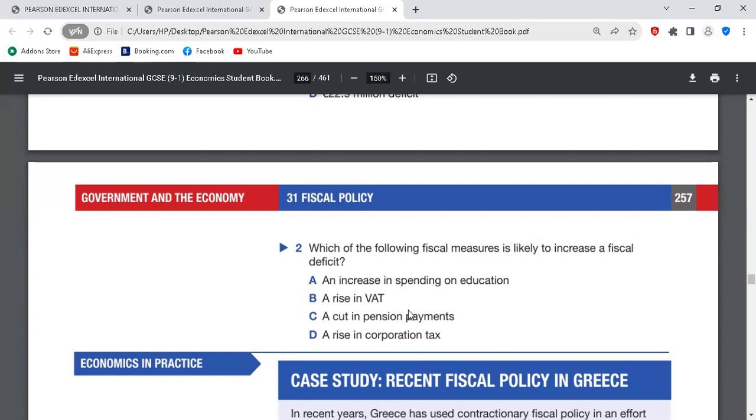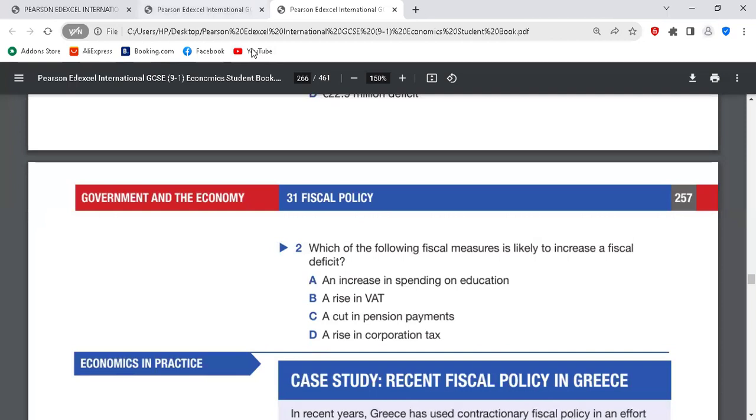So the only spending here is education. And as a result of education, which is not going to give us a benefit now, it's a benefit in the future, government will continue to spend, hoping that the future becomes better for the population. So that might bring about a fiscal deficit. Is it clear? VAT will increase revenue. A cut in pension will reduce spending. A rise in taxes on profit will increase revenue. Is it clear? Any question?